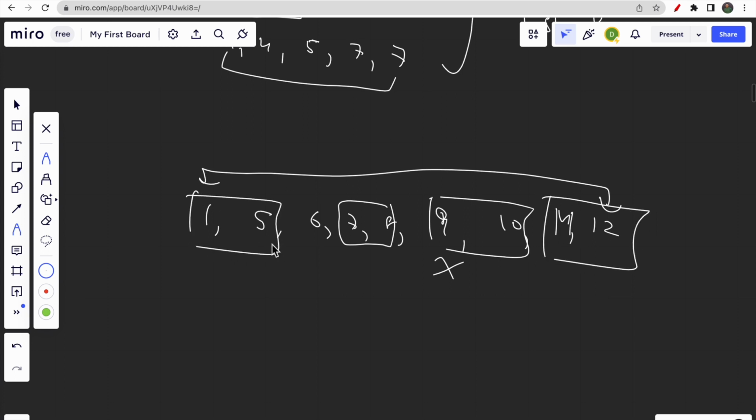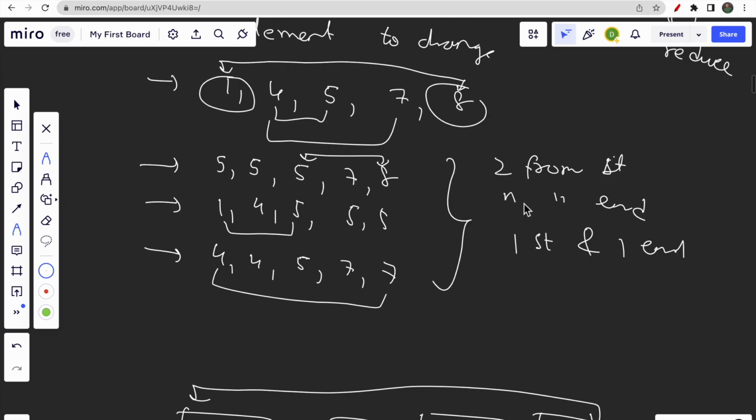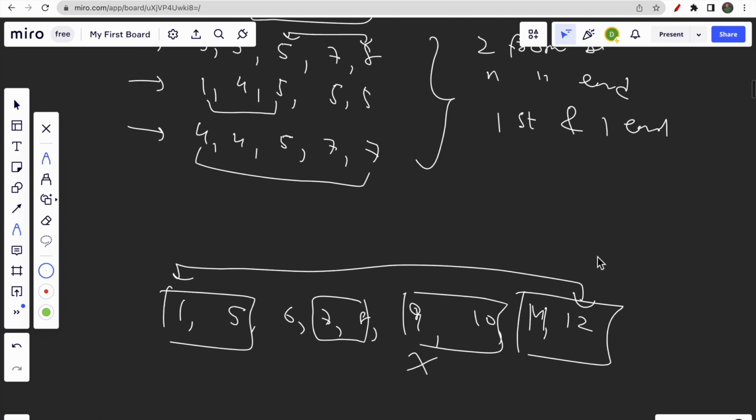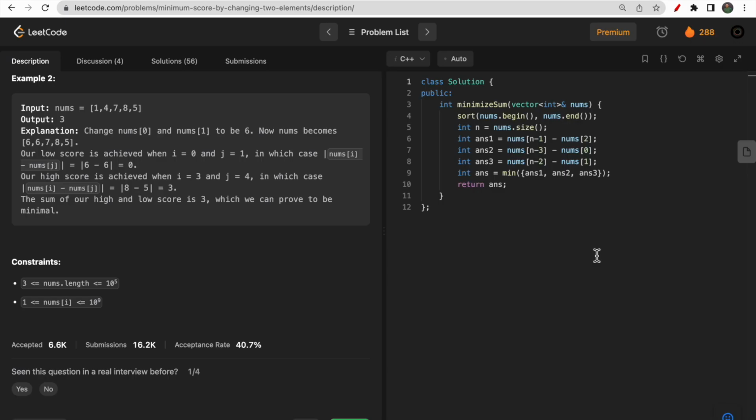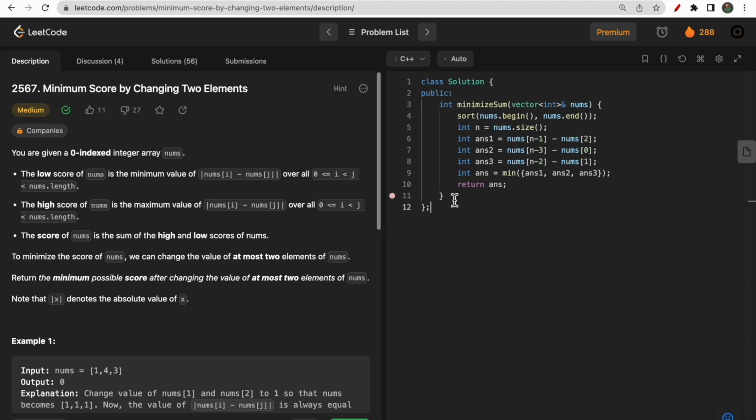And what are the possible ways? Either you change two elements from the starting, two from the ending, or one from the starting and one from the ending. These are the three possible ways by which you can reduce the difference, correct? So yeah, developing this approach was the only tricky part here, but the coding seems to be easy, right?